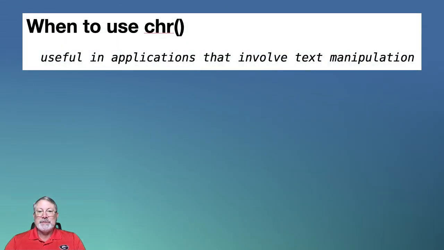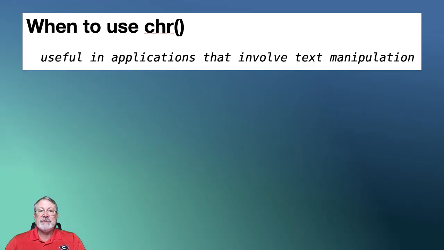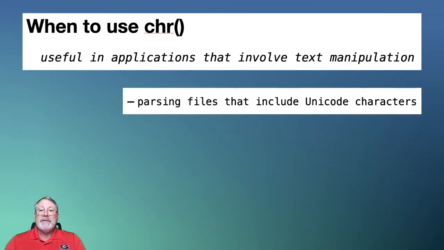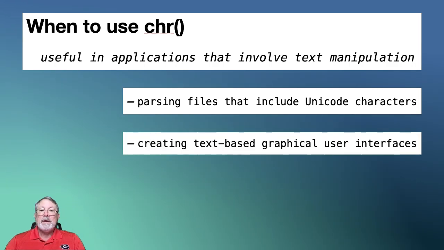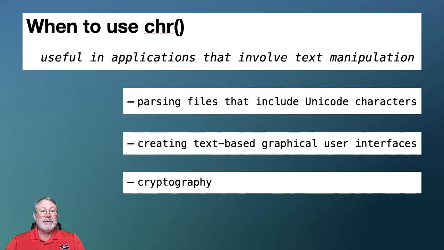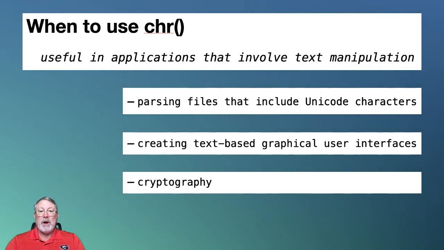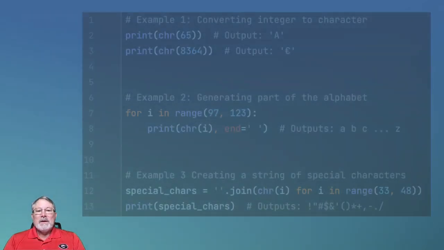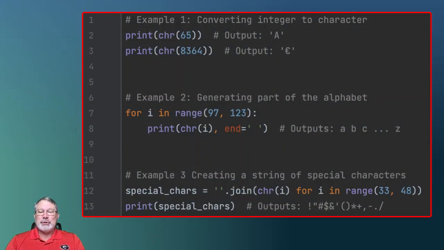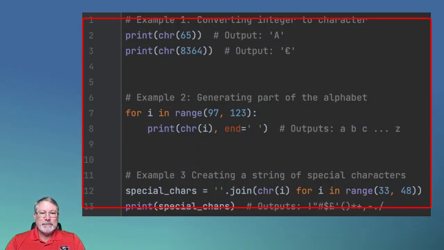The chr function is particularly useful in applications that involve text manipulation, such as parsing files that include Unicode characters, creating text-based graphical user interfaces, or in cryptography, where characters are often manipulated at the code point level. Let's go through some examples to see chr in practical use.